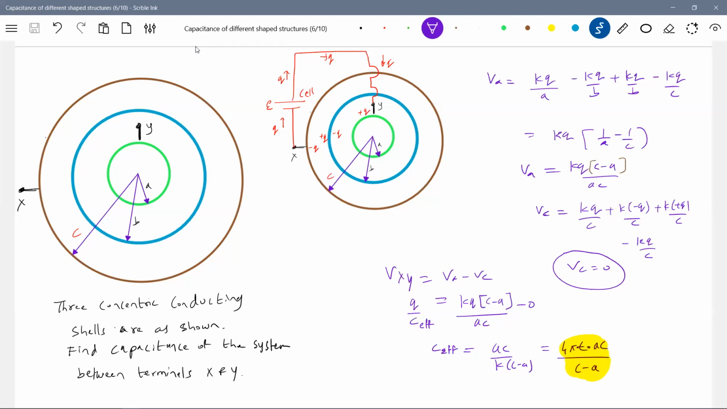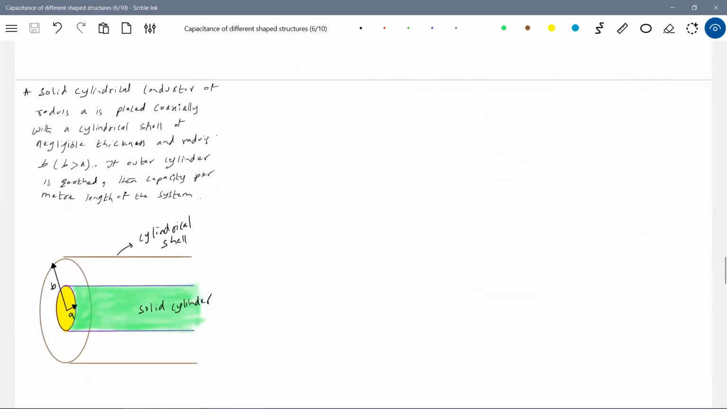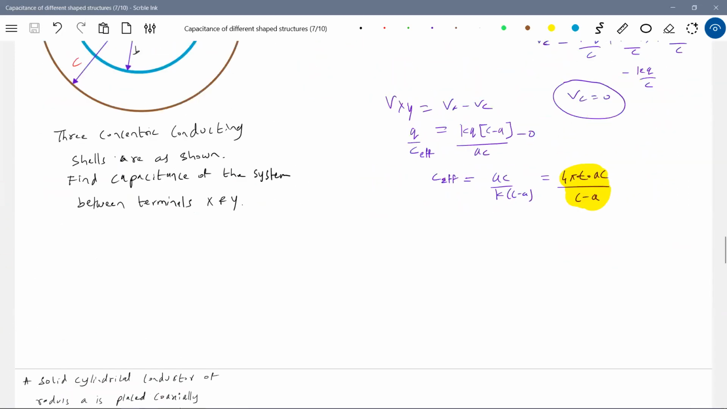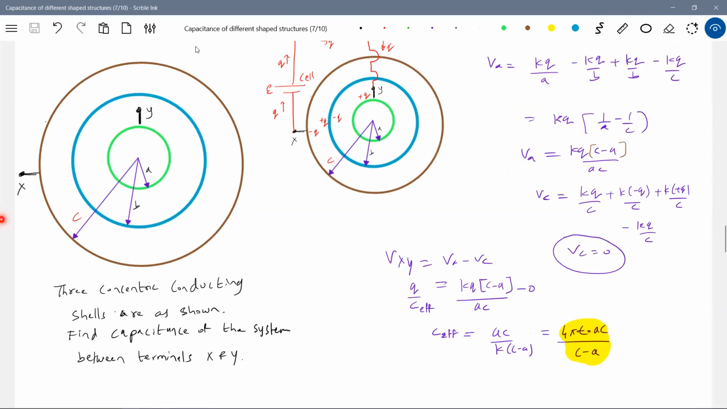If none of the shells are earthed, then it is better to go for the potential difference, because here again there is a capacitance between shell C and infinity. So many things will come, no? So we have to be a little bit extra alert here. Okay, I'm troubling you. Okay, these are things, sir. Now, sir, like I want between, I'll earth this.